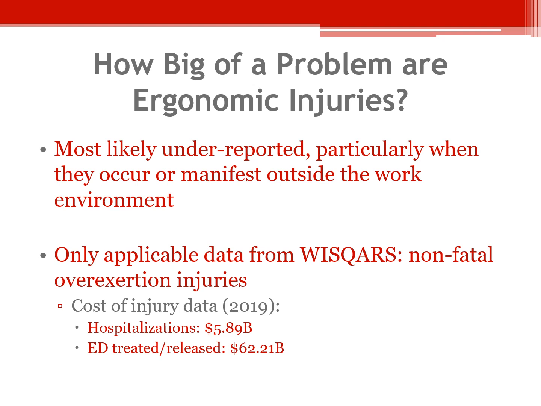If we want to look at WISQARS to try to calculate how big of a problem ergonomic injuries are, well, there's really not a lot of data available. Basically, the only category in WISQARS that's really applicable to what we consider to be ergonomic injuries would be non-fatal overexertion injuries. And if we look at the year 2019, the cost of injury data, non-fatal overexertion injuries were very costly. They were almost $6 billion in hospitalization costs and over $62 billion in people who were treated in emergency departments and released. So a lot of overexertion injuries on the job did occur in the US in the year 2019.